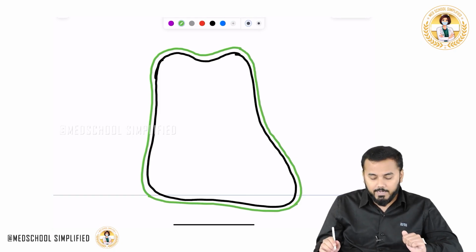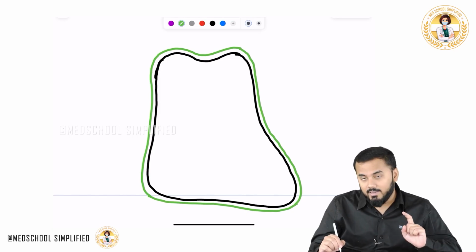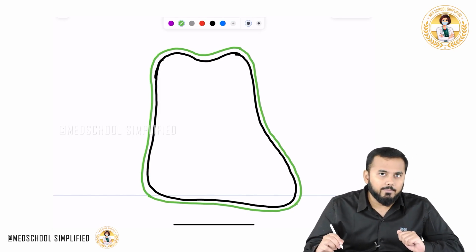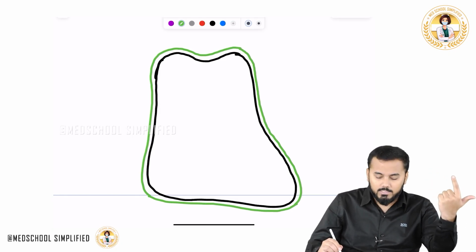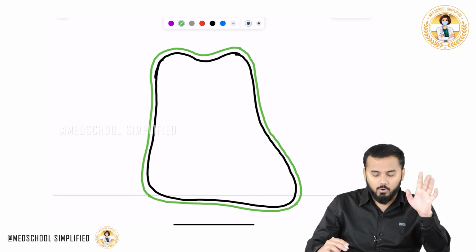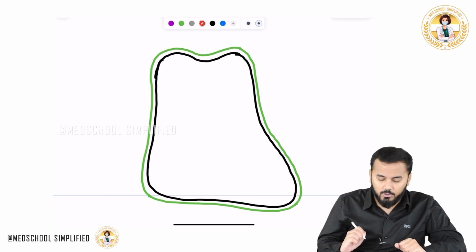Now after the fibrous pericardium, this black one is called the parietal pericardium, not serous. I will tell you where the serous pericardium is. So when we have the fibrous pericardium, the green one, the black one is the parietal pericardium. Where is the serous pericardium? I will draw it now, but before that you have to know a few important things.